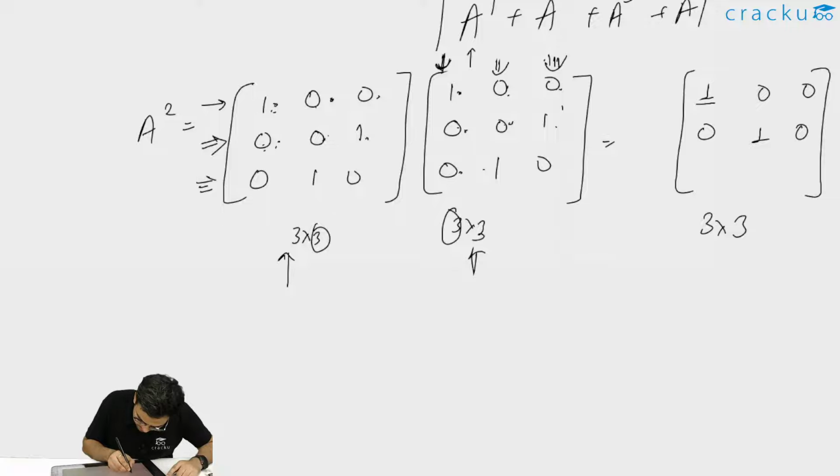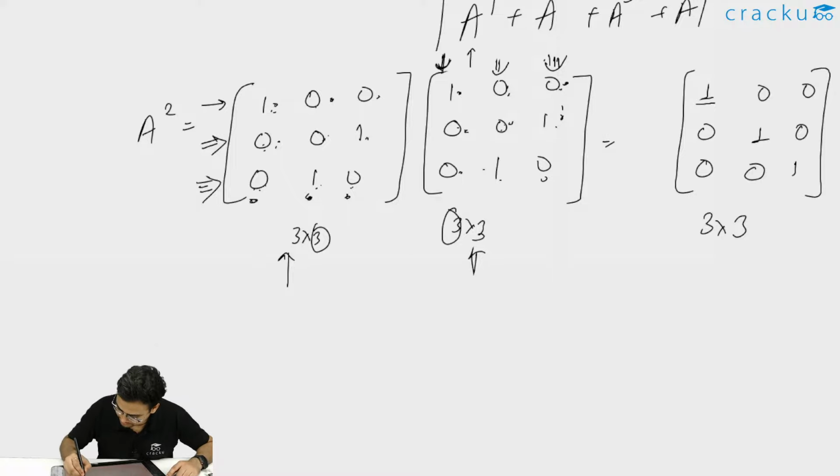Then third row and first column: 0 into 1 is 0, 1 into 0 is 0 and 0 into 0 is 0. So this is 0. Then third row and second column: 0 into 0 is 0, 1 into 0 is 0 and 0 into 1 is 0. So this will also be 0. Third row third column: 0 into 0 is 0, 1 into 1 is 1 and 0 into 0 is 0. So 0 plus 1 plus 0 is 1.